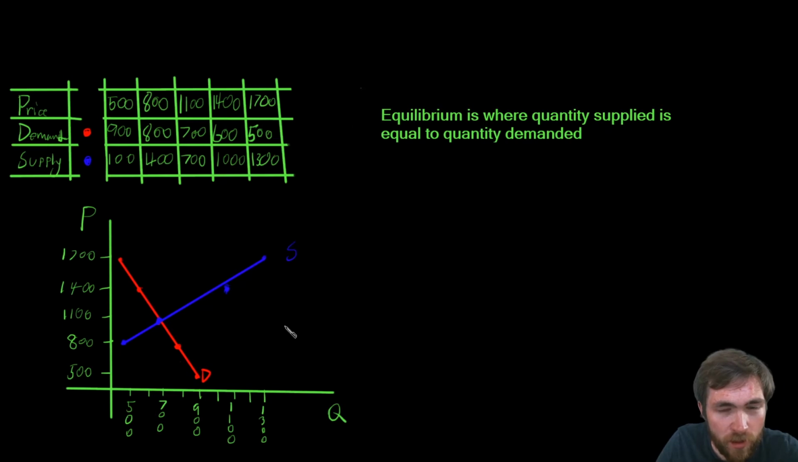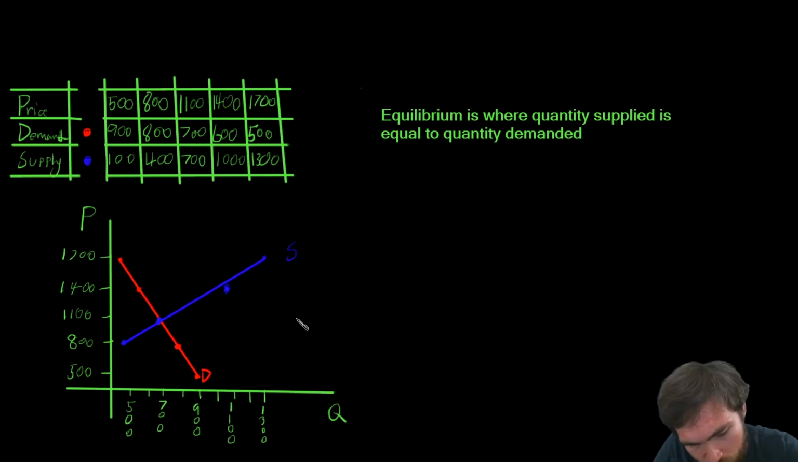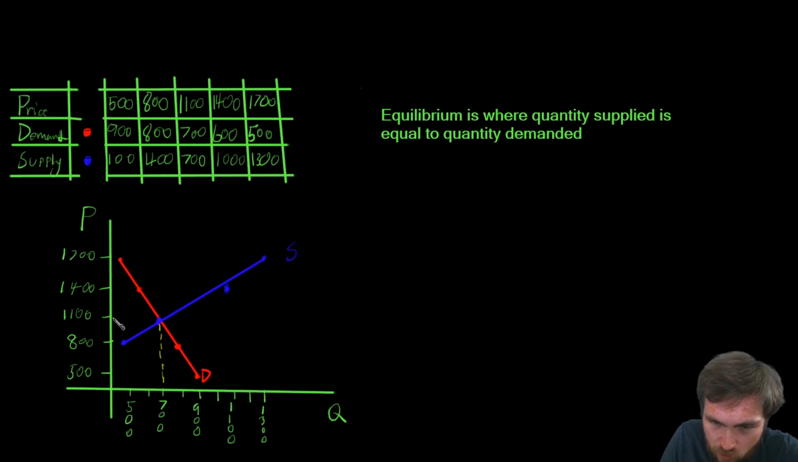Now you'll notice that they cross at some point, right? So they cross right here, at quantity equal to 700, price equal to 1,100.